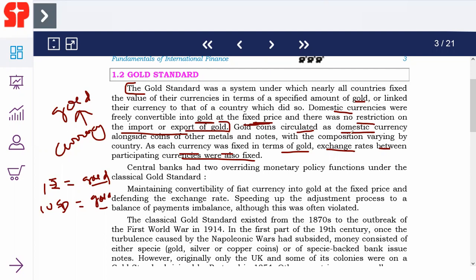Okay, so gold coins circulated as domestic currency. See, it is given alongside coins and other metals and notes. Clear? So domestic currencies were freely convertible into gold at a fixed price, and this gold basis was used for fixing the exchange rate between two countries, because all countries' currencies were fixed to gold, so you can determine any country's exchange rate. Because if the RHS is equal, you can compare or link the LHS also. Clear?